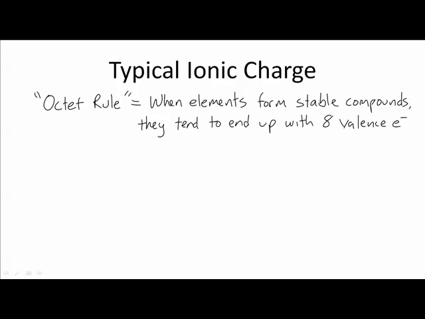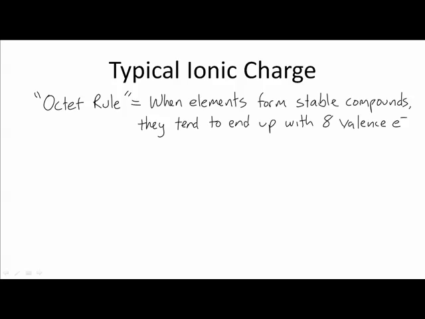This isn't a fundamental explanation for anything. It's just an observation. This tends to happen. In order to explain it, you kind of have to take it on a case-by-case basis. So we'll explain when things make ionic compounds, why they follow the octet rule, or when things make covalent bonds, why they tend to follow the octet rule. Right now, we're not giving an explanation for it. Right now, we're just stating it.